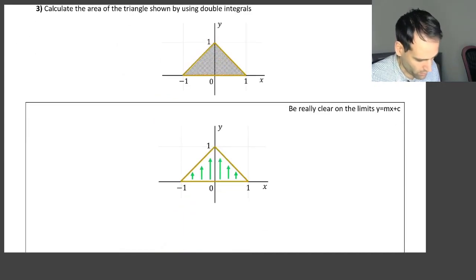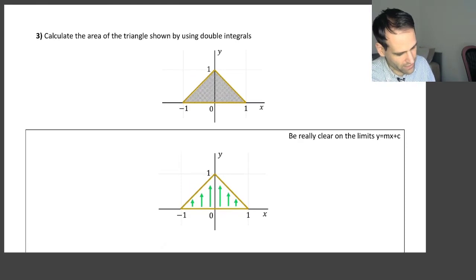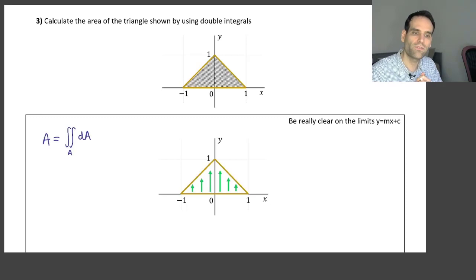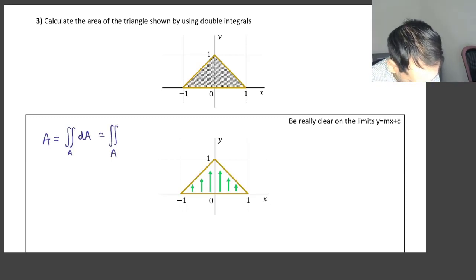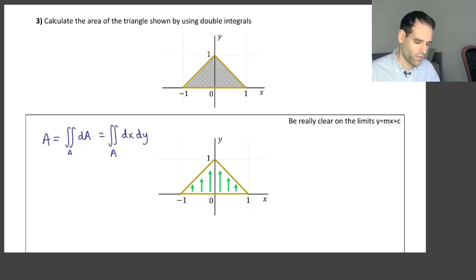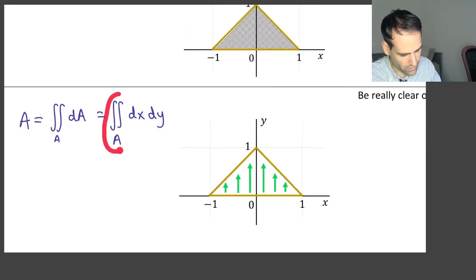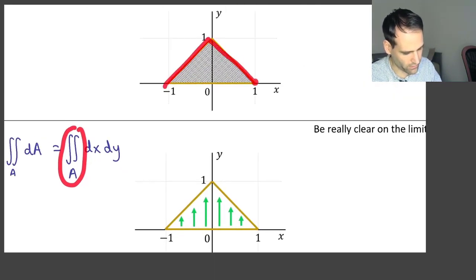Okay, and we are asked to calculate the area, which means that the area will be equal to the double integral inside of this region A times the differential of area. Okay, that will be what we have to do. So this will be the double integral in the area A with respect to x and with respect to y. Okay, so the question obviously now is, how do we determine the limits for this case of a triangle?